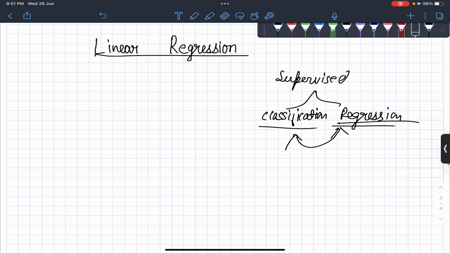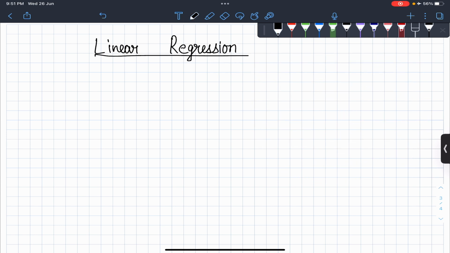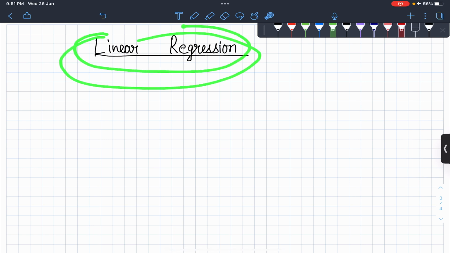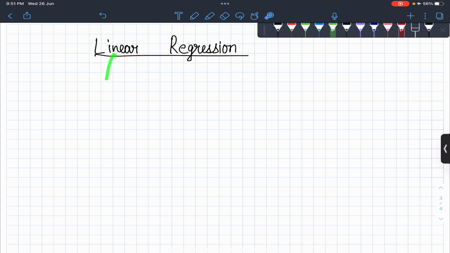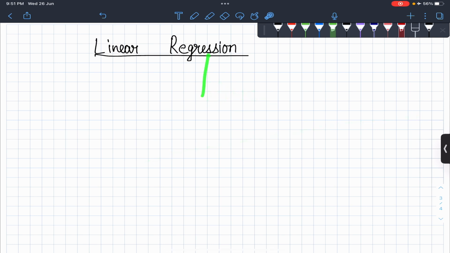Now let's get started. What does the name want to tell us? It tells us that it is linear and it is a regression. So what is linear? Straight. We know that if anything is linear, it is straight. And what does regression mean? Regression is nothing but a statistical method to solve a problem.